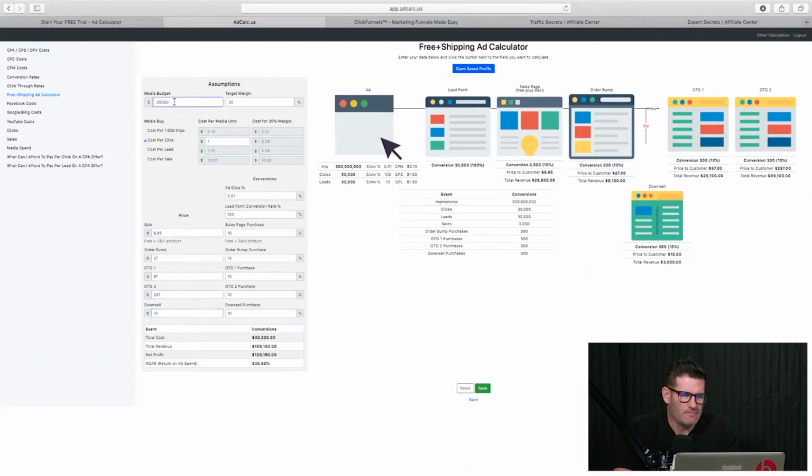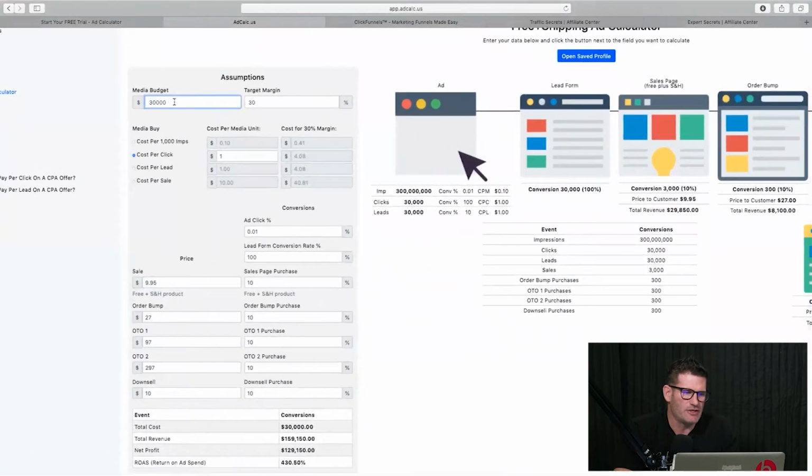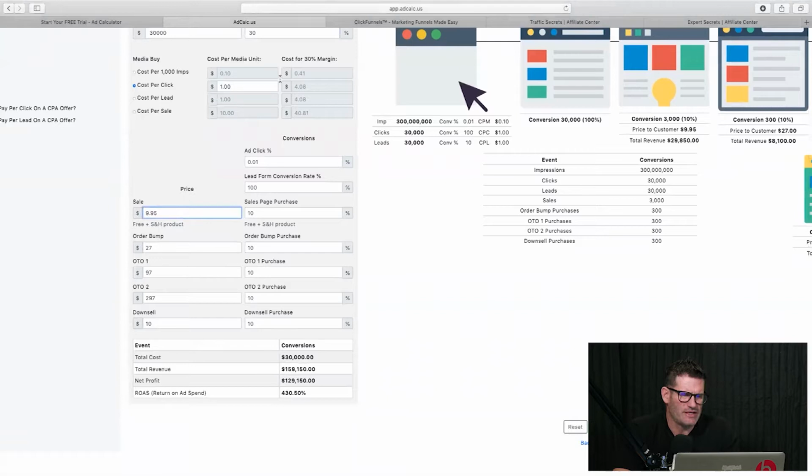So let's come in here. We're going to start with a media budget of $30,000, and I want to work on 30% margins. That's my target margin. Over here, I'm going to decide what kind of media I'm going to buy. For easy numbers, cost per click, I'm going to pay $1 per click. That's how I'm going to test the media in the market today. Now I come down here, and don't pay attention to these numbers yet. I'll show you what that means afterwards.